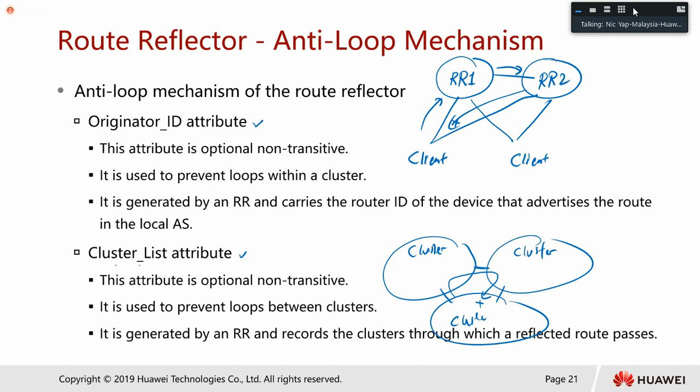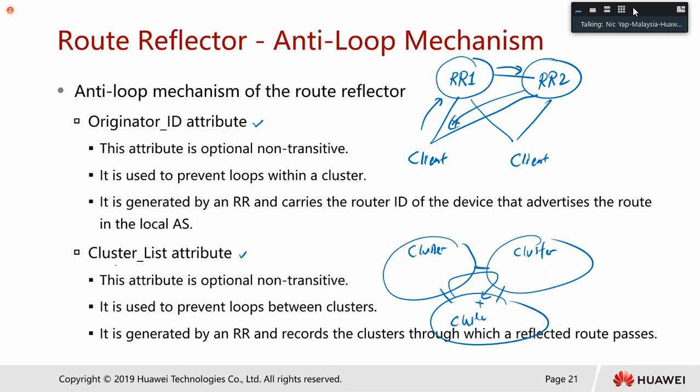Okay. The attribute is optional non-transitive as well. It's used to prevent loops between the clusters. It's generated by the RR and records the clusters through which a reflected route passed. So every single route reflector you pass through, I will add my cluster ID inside the route update to say how many clusters this route passed through before. So based on this information, I know how many clusters it passed through.